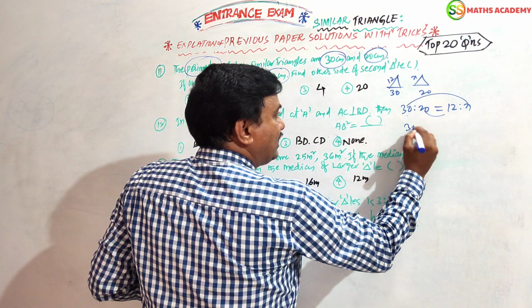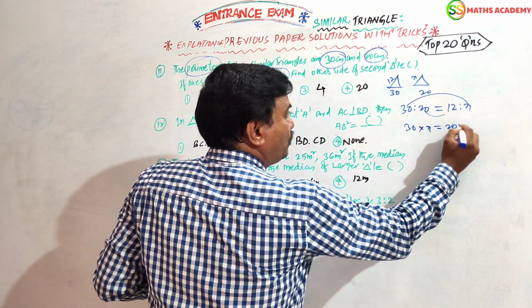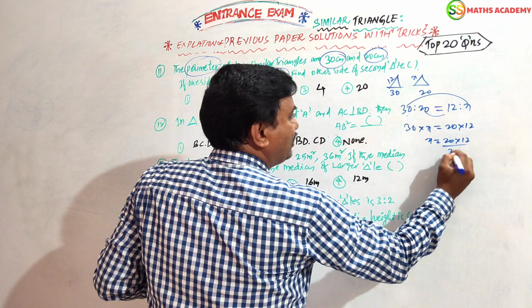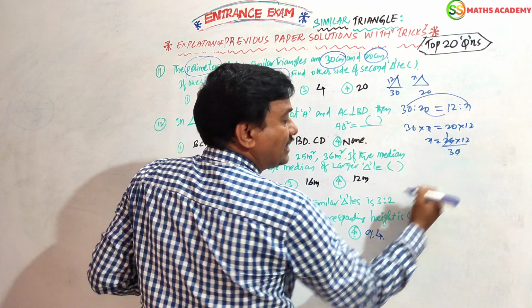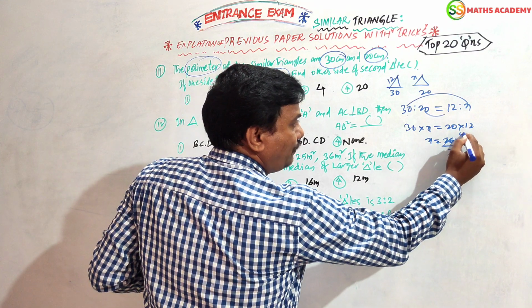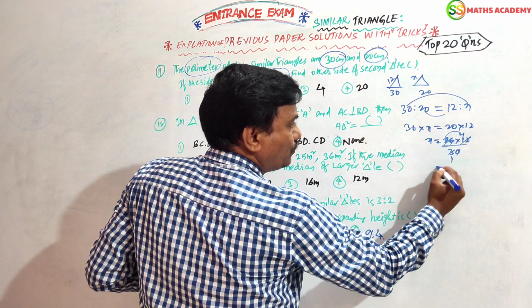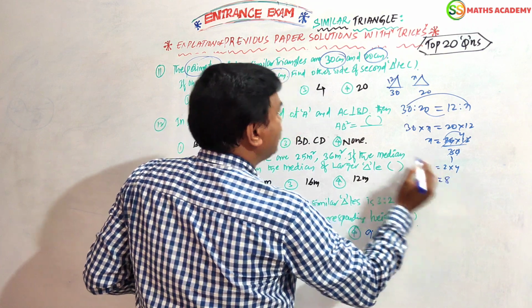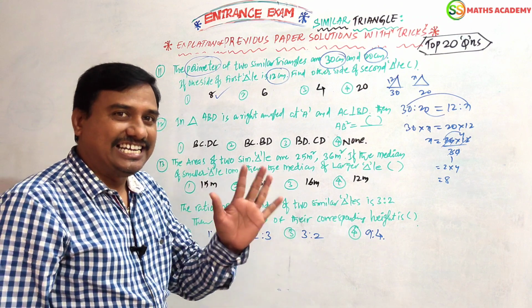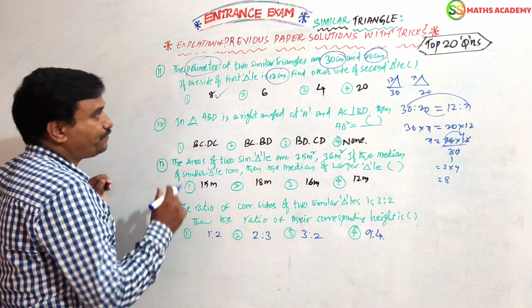30 into x, 30x, equals 20 into 12. Now x equals 20 into 12 by 30. 0 and 0 cancel. 3 into 4 is 12. 4 into 2 is 8. 8 centimeters is the answer. That's it. Clear? Come together.